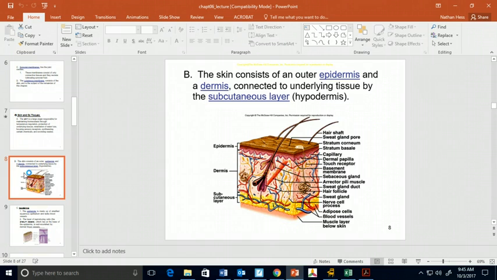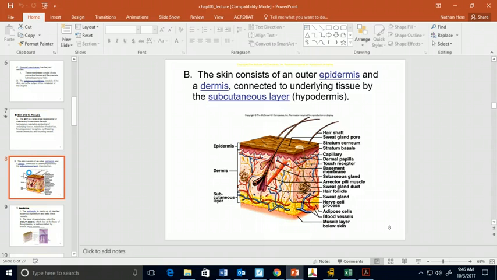So we can start off: the skin is composed of 3 layers. What are the 3? Epidermis, dermis, and the subcutaneous tissue or subcutaneous layer. Which is the most superficial? Epidermis. Which is the most deep? The subcutaneous. And then, of course, the dermis is in the middle. Which is the thickest? The dermis. Most of your skin is dermis. There's a tiny little layer of epidermis on the top, and then a slightly thicker, larger layer of subcutaneous tissue on the bottom.